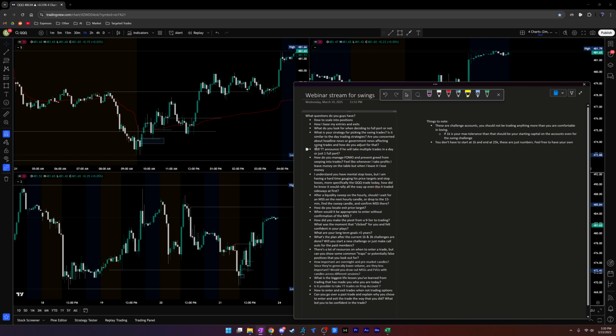Let's see what's next. Who takes multiple trades in a day? I kind of just went over that. It really depends on the time of when I take my first trade. The earlier on in the day, if I take a trade, I'm most likely gonna have a second or third trade. How do you manage FOMO, prevent greed from creeping into trades?